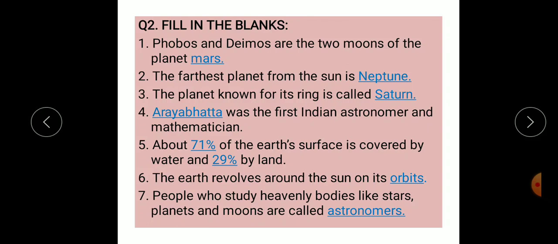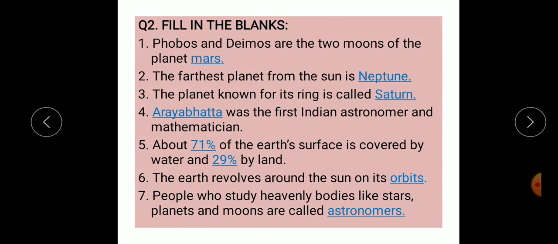Fifth, about 71% of the Earth's surface is covered by water and 29% by land. Sixth, the Earth revolves around the Sun on its orbit.